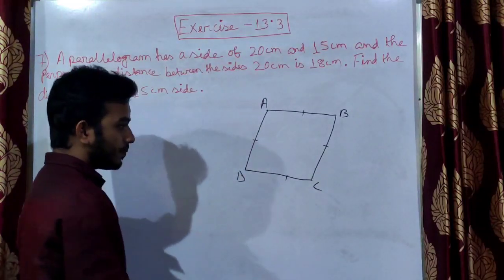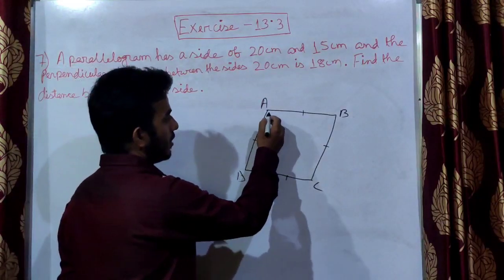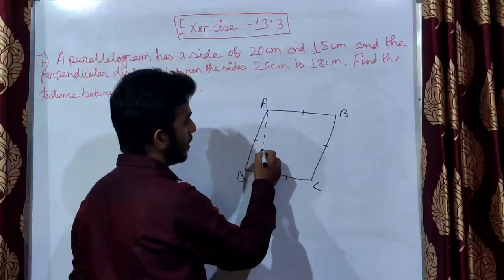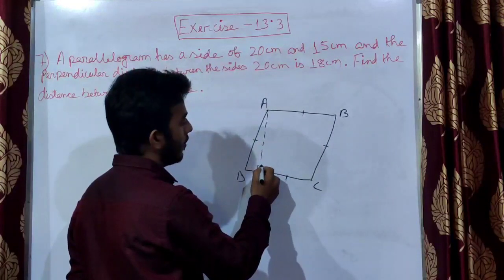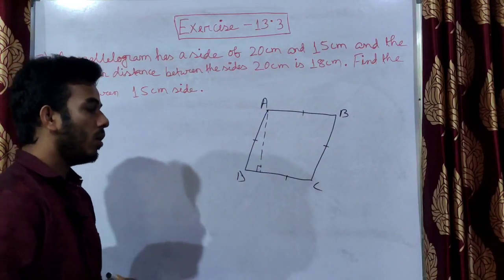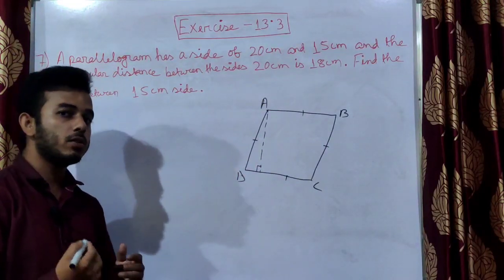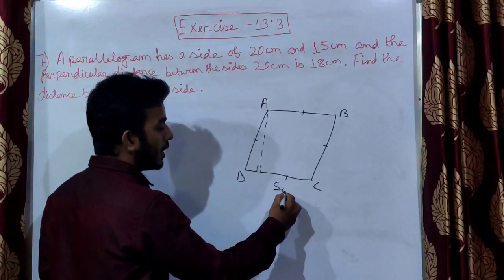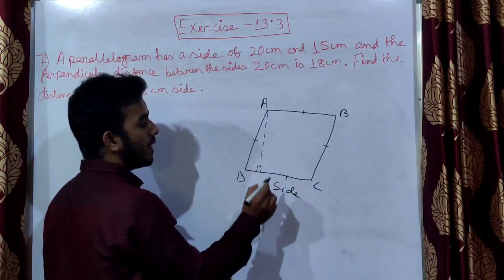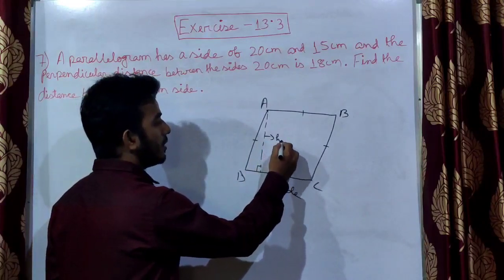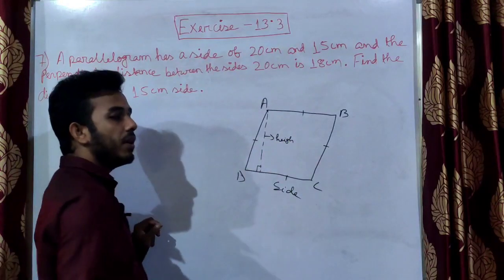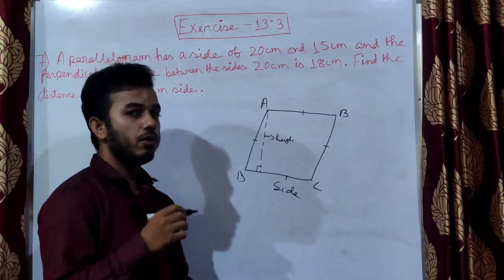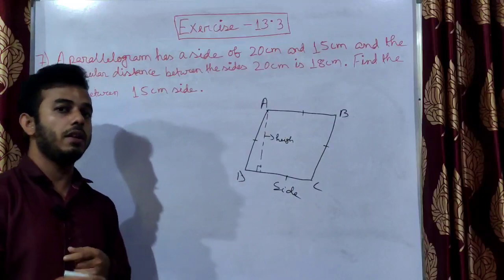And this is the perpendicular or height of the rhombus. Now we can find the area of a rhombus with two formulas. One is with side. This is the side and this is the height. We can find the area of the rhombus with side and height. If we multiply side with height, the area of the rhombus will come.